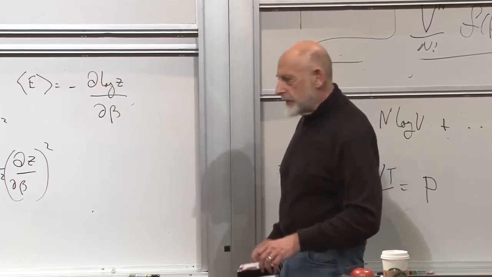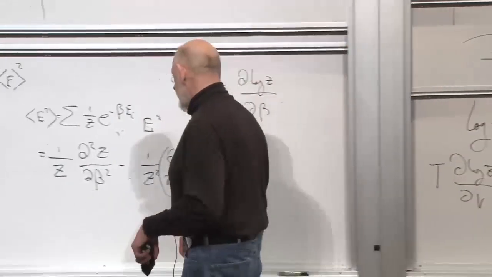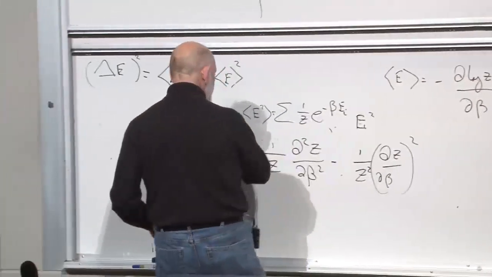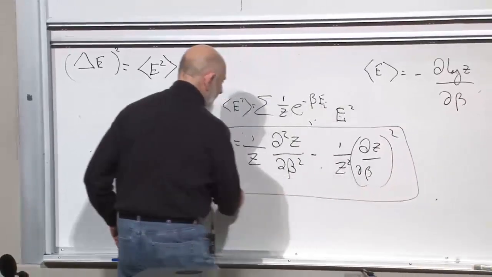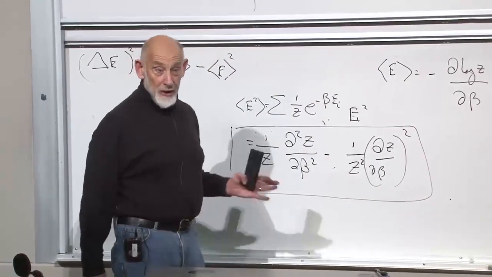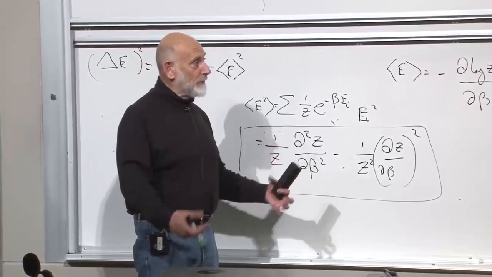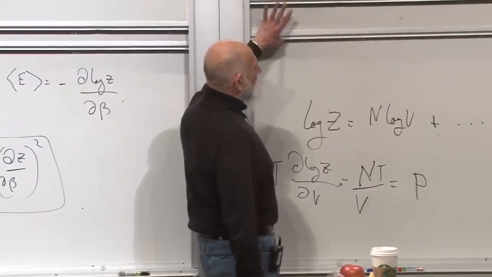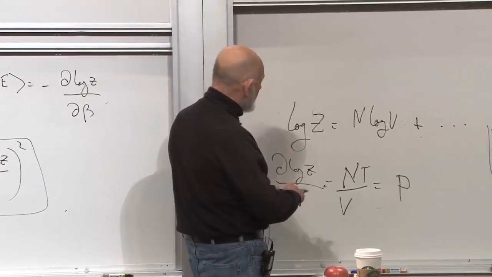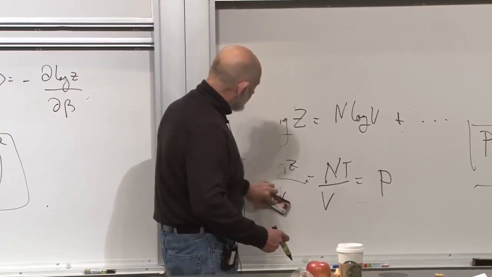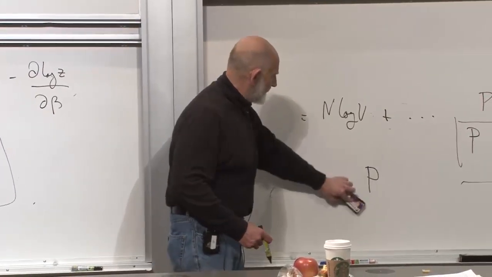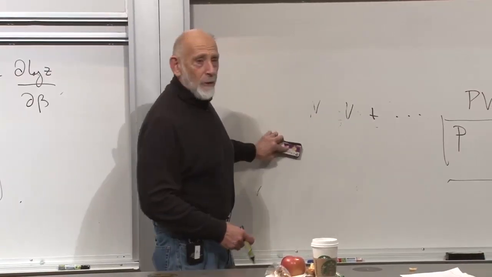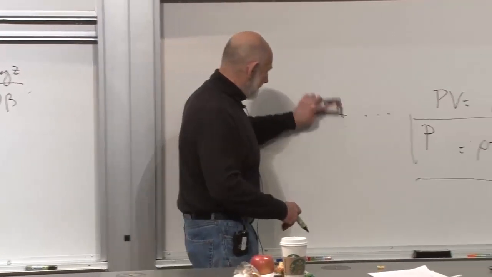Let's see if we can do anything with it. First of all, it tells us we can calculate the fluctuation if we know Z. Again, it shows us the power of the partition function. All of statistical mechanics is about the power of the partition function and the power of differentiation.